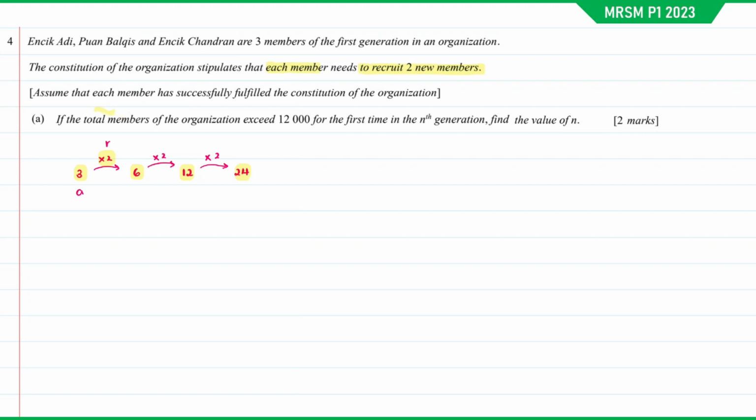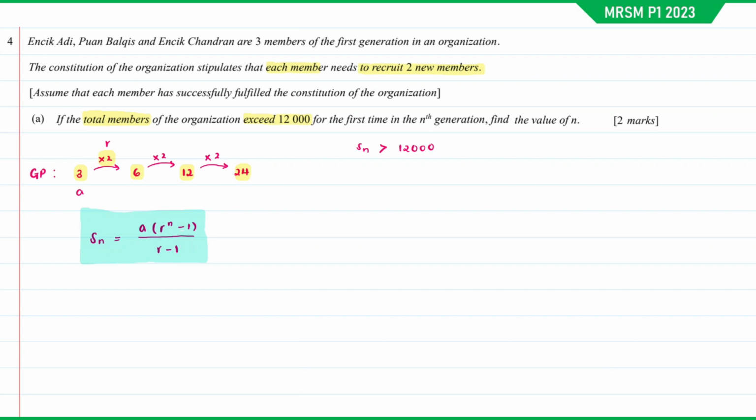So question A states the total members exceed 12,000. So for the total members, we're going to use the sum formula of the GP. So here Sn is more than 12,000.